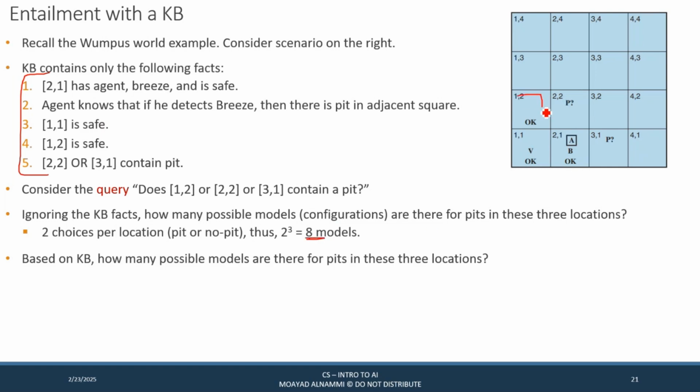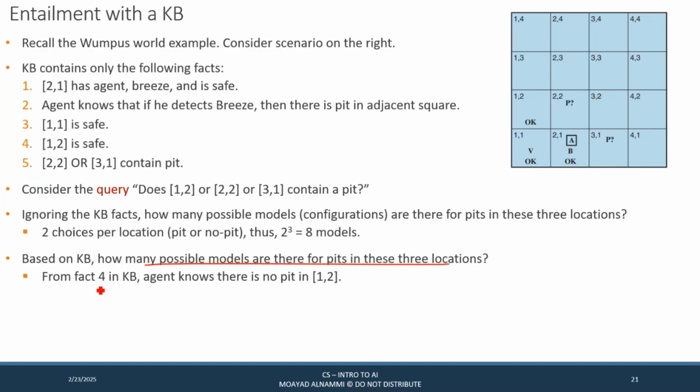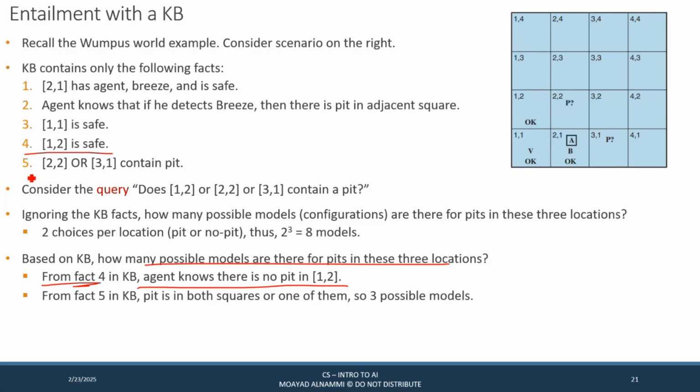Because we already know from our knowledge base that 1,2 doesn't contain a pit. That means we are left with two unknowns, the locations 2,2 and 3,1. So based on our knowledge base, how many possible configurations? From fact 4, the agent knows there's no pit in 1,2. From fact 5, a pit is in both squares or one of them, so there are 3 possible models. So from fact 5, we know that there's a pit in 2,2 or 3,1.